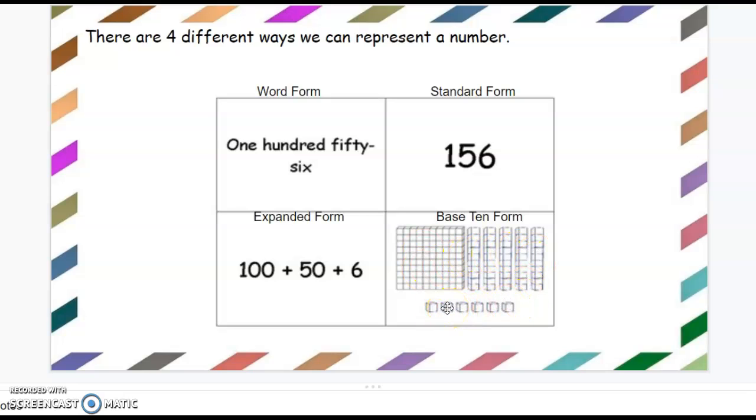This is 156. This week, we're going to work on expanded form. Look at that. All you're doing is you're pulling the number apart. You're stretching it out. That is what we're going to be working on this week.